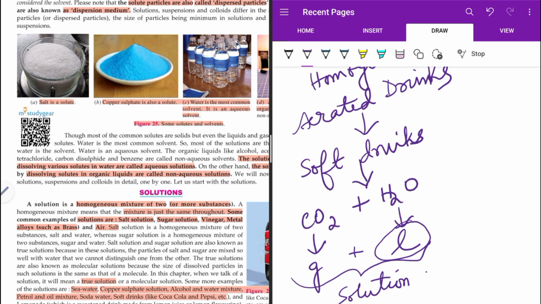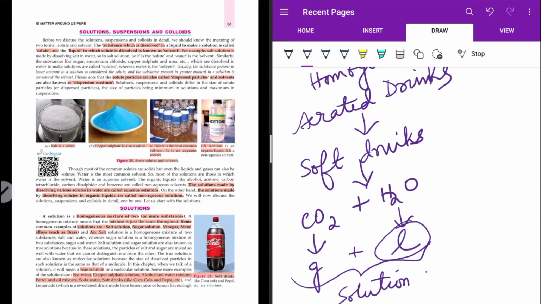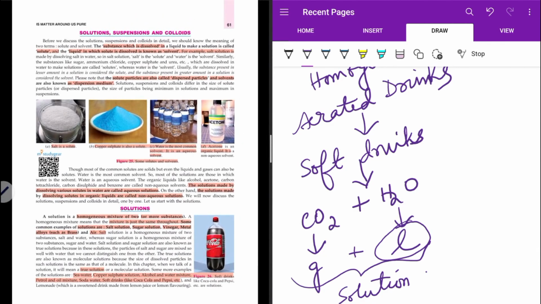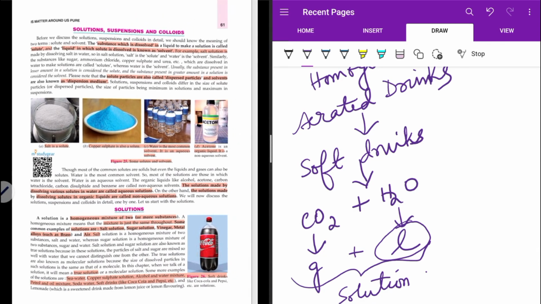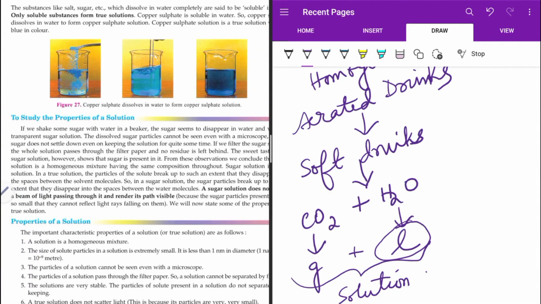It is a liquid solution. And if it is asked at your class 9 level, you will say the type of solution is a homogeneous solution. Now what is the solute? The solute is the gas CO2, and what is the solvent? It is water. Okay, now I was talking about copper sulfate dissolving in water, giving a blue color solution.